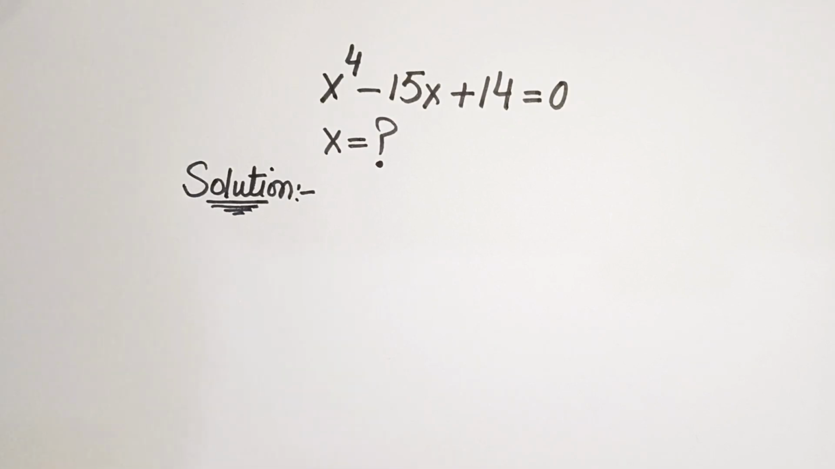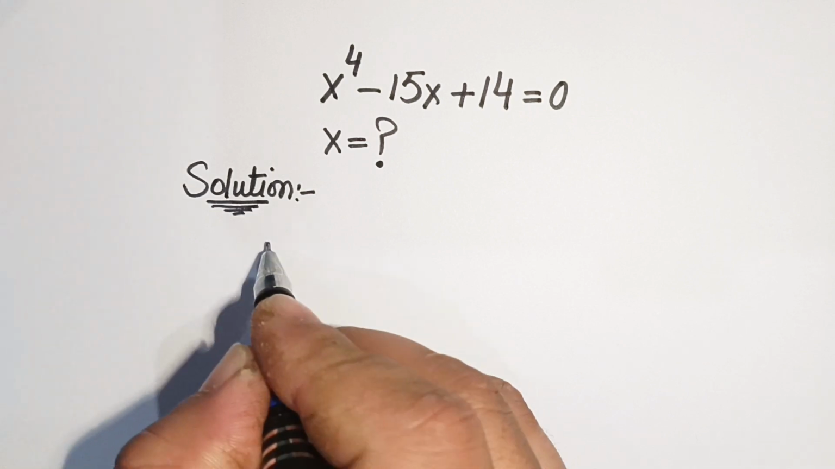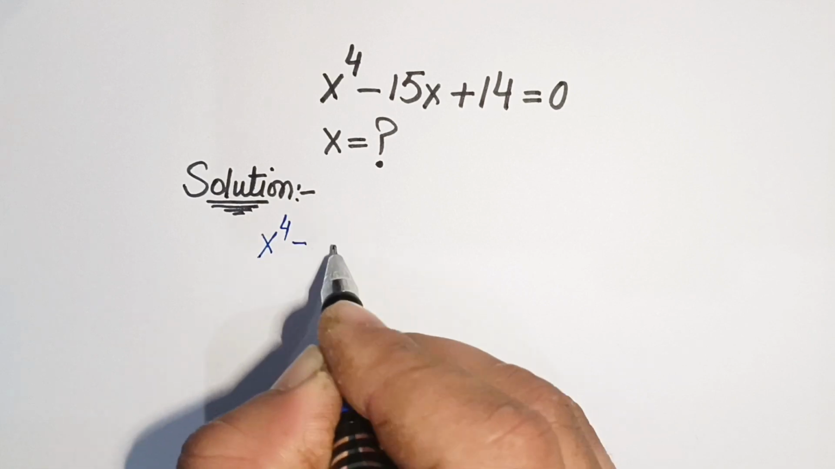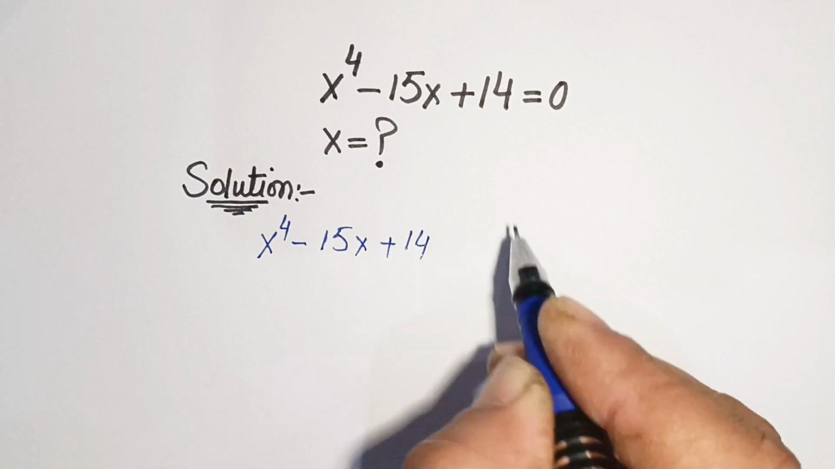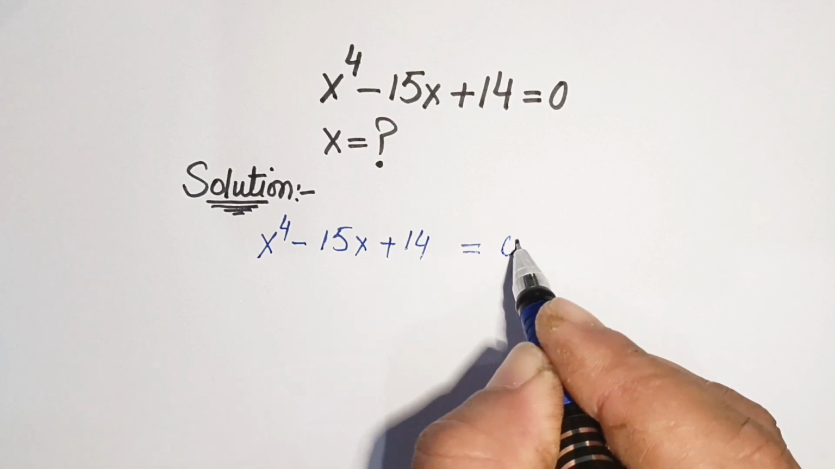Today we have a nice exponential problem, that is x to the power 4 minus 15x plus 14 is equal to 0. So here we have to solve for the value of x. Now starting our solution, x to the power 4 minus 15 times x plus 14 is equal to 0.